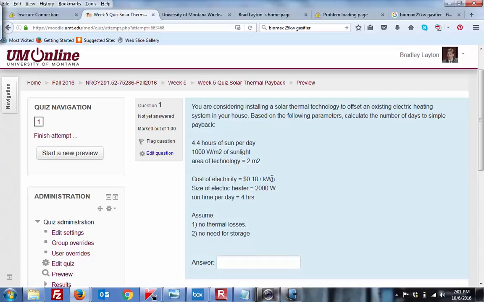Your cost of electricity is 10 cents per kilowatt hour. It's a good ballpark for Northwestern Energy. The size of the heater is 2,000 watts. So we don't really know the details of the resistance and all that. We could back it out if we knew if it was a 220 or 110. But that's the size of the heater, and you're going to run it for an average of 4 hours a day.